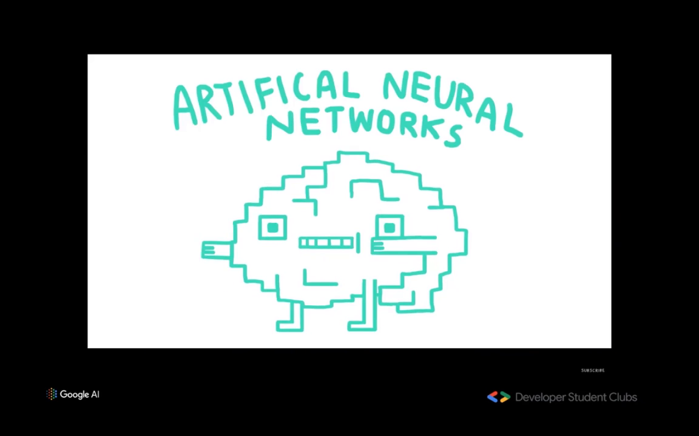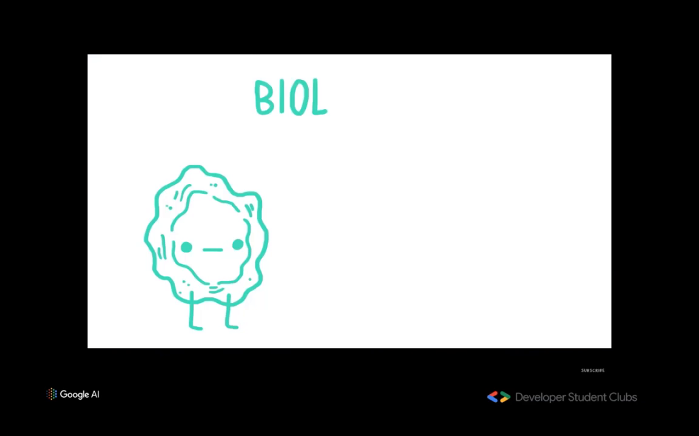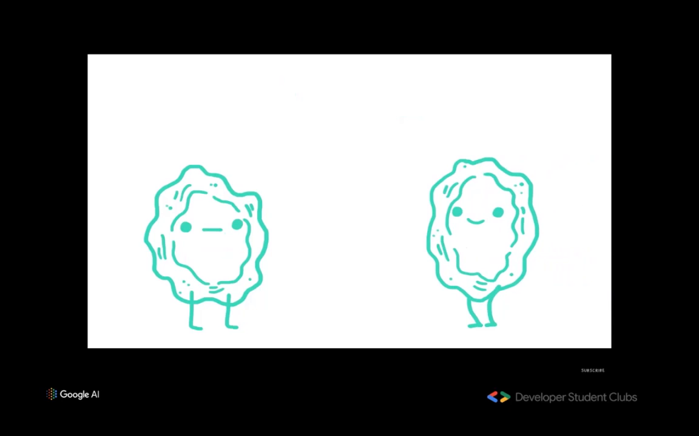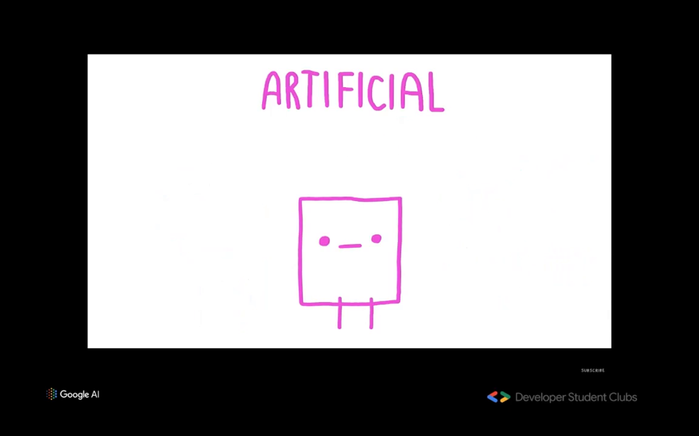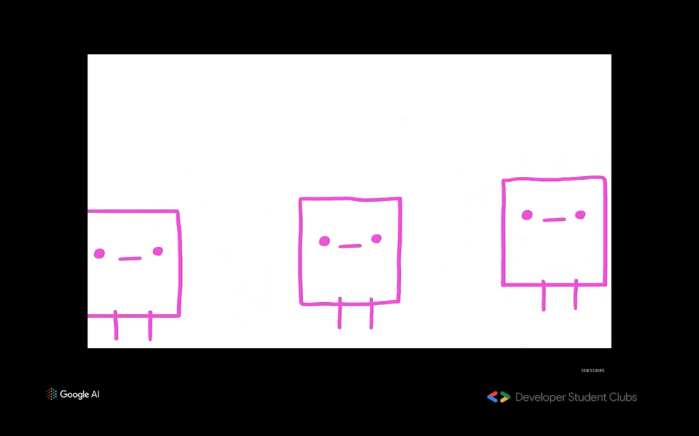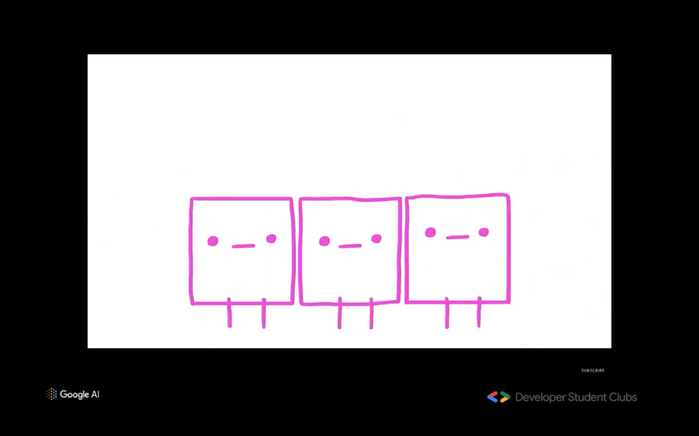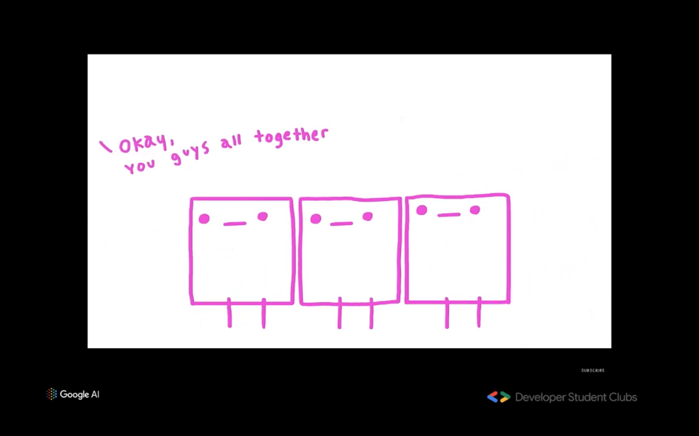So an artificial neural network is a rough mathematical cartoon of how a biological neural network works. In a biological brain, we have individual cells called neurons. Each neuron looks at what its neighbors have to say and then decides what it wants to say. And in artificial neural networks, we have little mathematical functions. We put them in some organized structure, and then we say, okay, you guys all together, learn to do this task.